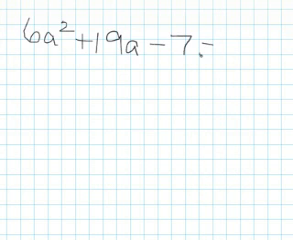The question was asked: how do you solve 6a squared plus 19a minus 7 equals 0?